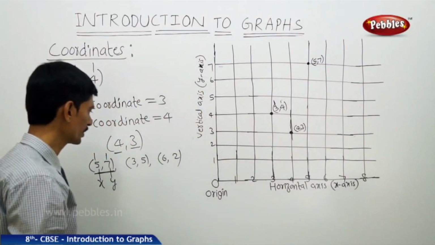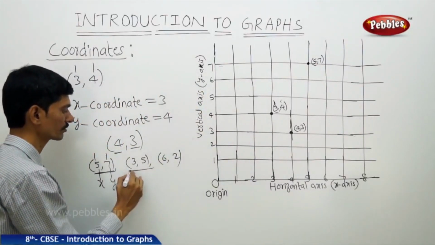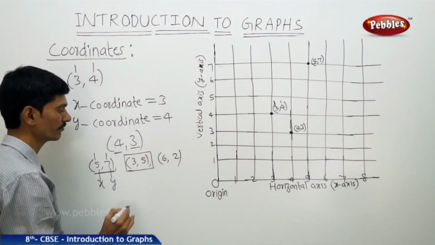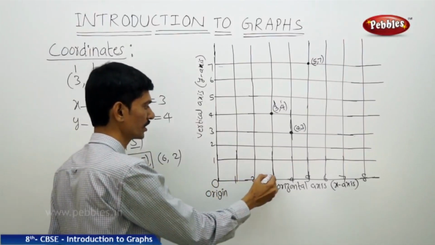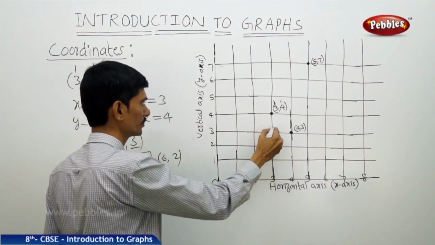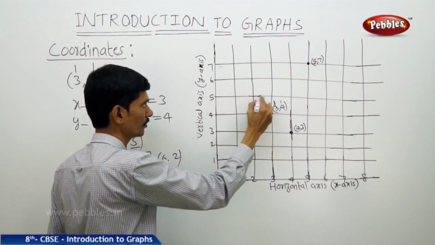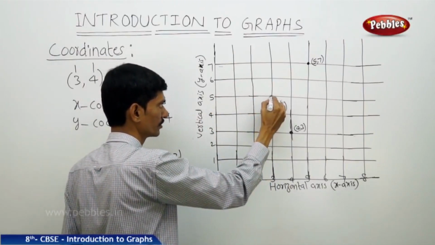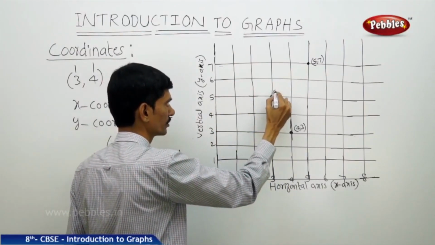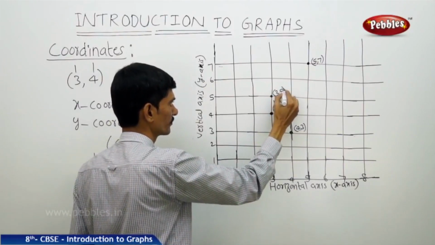Now if you want to locate the point 3 comma 5 on the coordinate plane, 3 comma 5 means on the x axis you take 3, on the y axis you take 5. So these two lines will intersect in this point. So this is the point 3 comma 5.